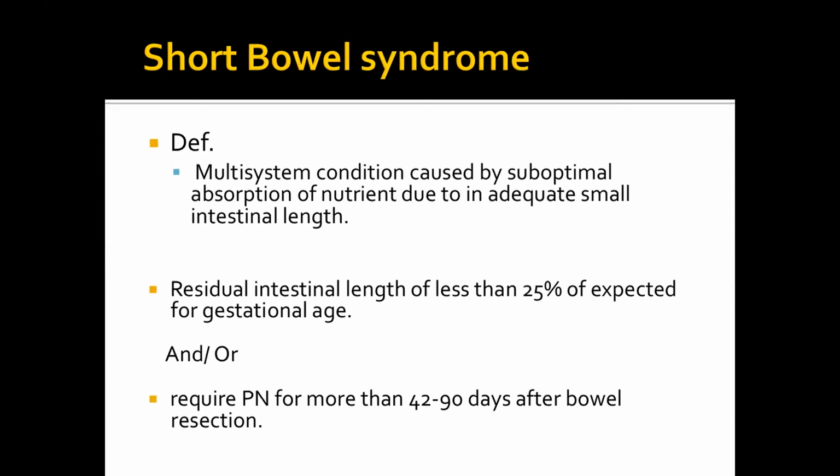Short bowel syndrome is a multi-system condition caused by suboptimal absorption of nutrients due to inadequate small bowel length. A residual intestinal length of less than 25 centimeters of what is expected for the gestational age is by definition a short bowel. Or, in some other definitions, if the patient requires PN for more than 42 to 90 days after bowel resection.